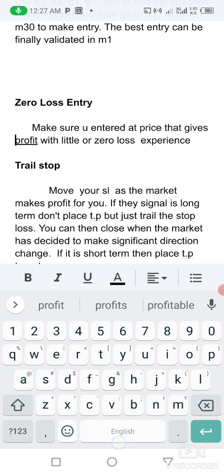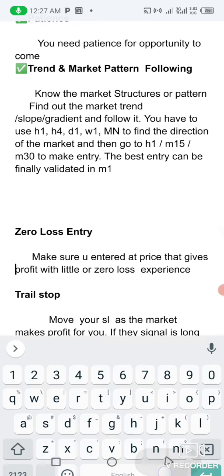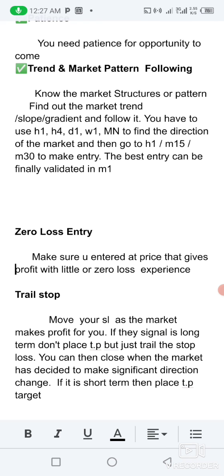That gives profit with little to zero loss experience. Trail stop, that is what you call trail stop. Move your stop loss, or SL, as the market makes profit for you.